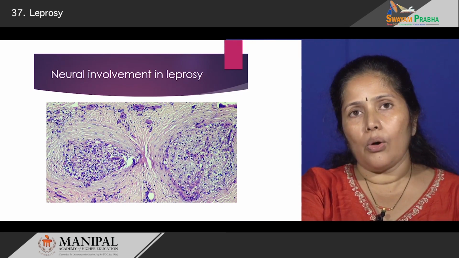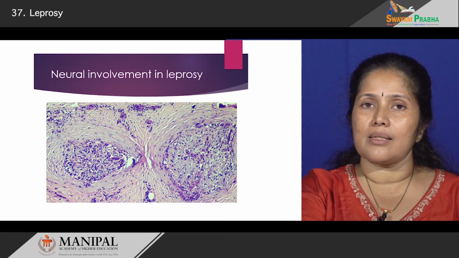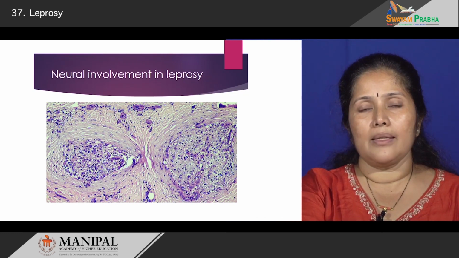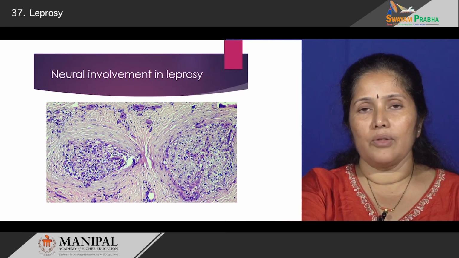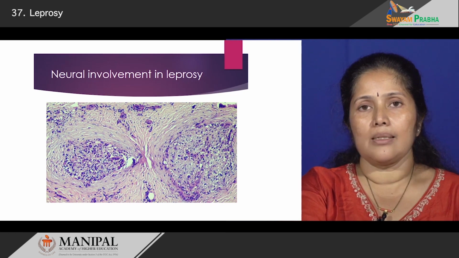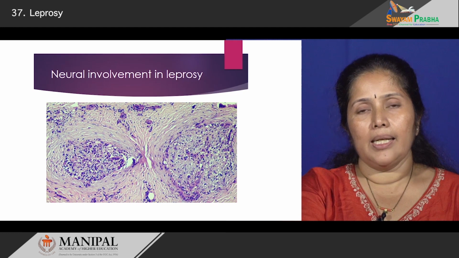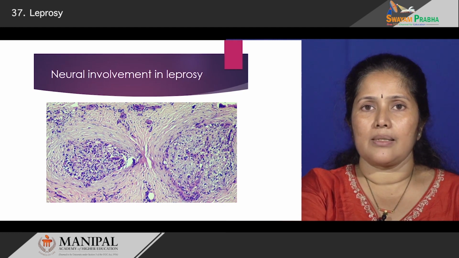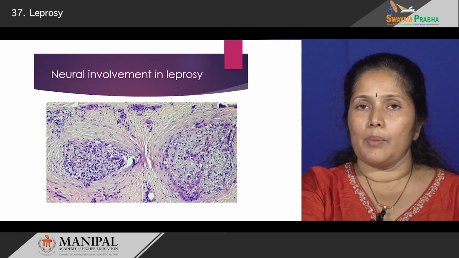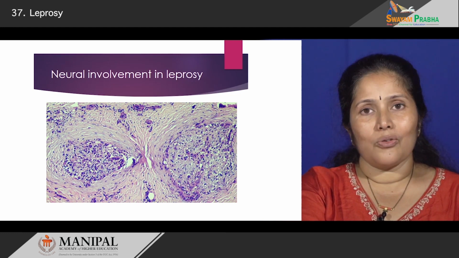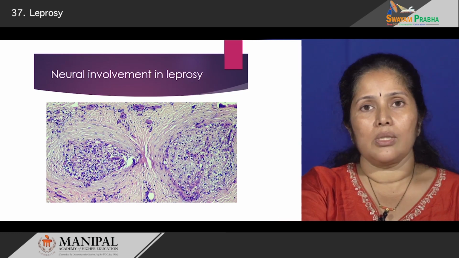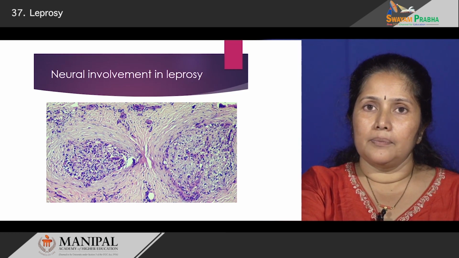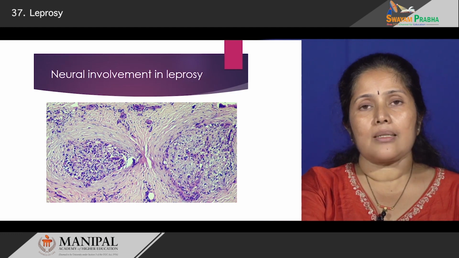Now, you also see a lot of neural involvement in these patients. We said that skin and nerves are primarily involved, and this picture shows you how the nerves are expanded, and you are seeing a lot of inflammatory cells infiltrating into the nerve bundles, causing thickening and enlargement of these nerve bundles. So, that was about lepromatous leprosy, where we saw that the patient has lots of multiple lesions. You have a lot of anesthesia in these lesions, and microscopically there is a Grenz zone and a proliferation of macrophages in the dermis.